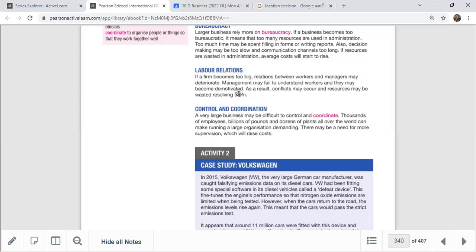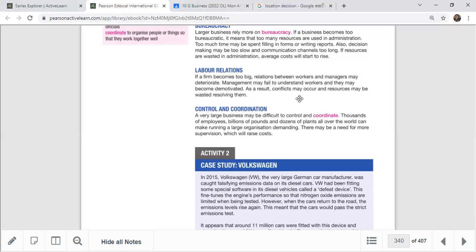As the organization becomes big, relations between the workers and managers may deteriorate, and management may fail to understand the workers. They may become demotivated, and as a result, conflict may occur. And finally, another disadvantage or reason for diseconomies of scale is control and coordination. In large organizations, sometimes controlling becomes difficult, right? Coordination becomes difficult. Thousands of employees, billions of pounds, and dozens of plants all over the world make running a large organization demanding. There may be a need for more supervision, which raises the cost.